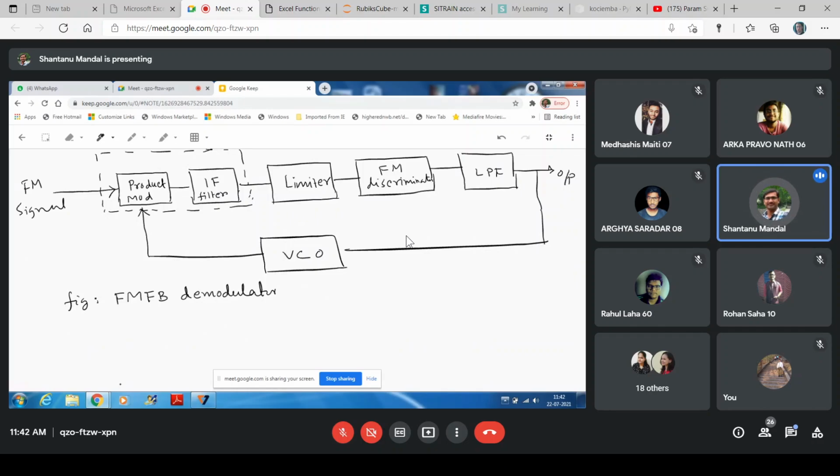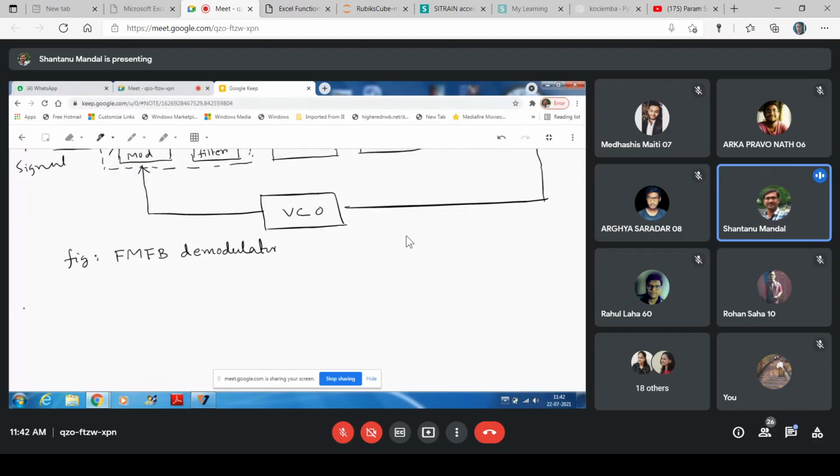Now another part is the capture effect. Here one question is: what is threshold effect in FM? What is capture effect in FM? This is a short type question. So what is capture effect?